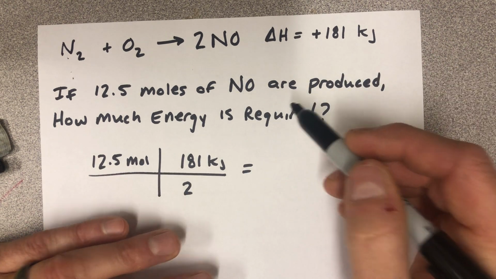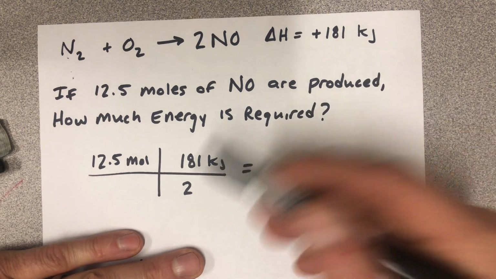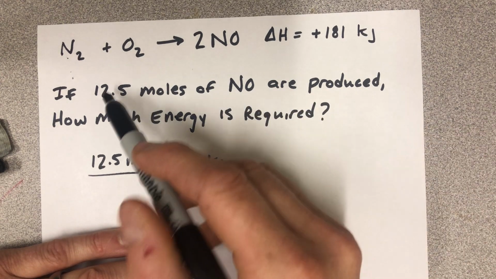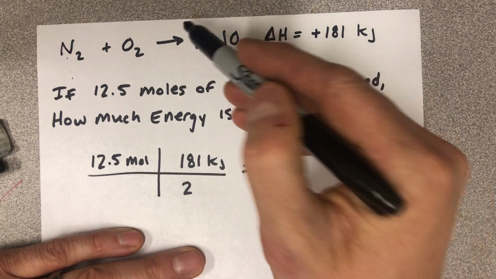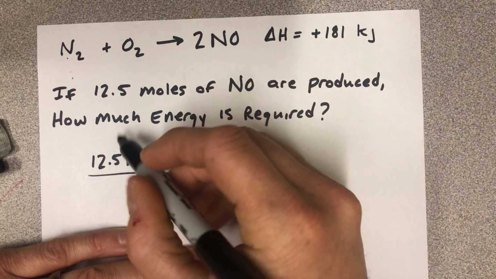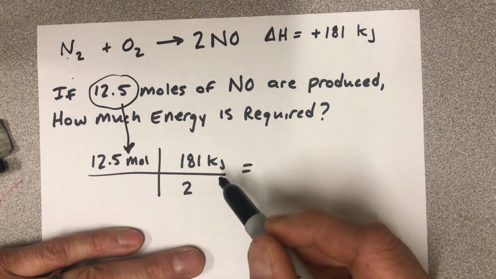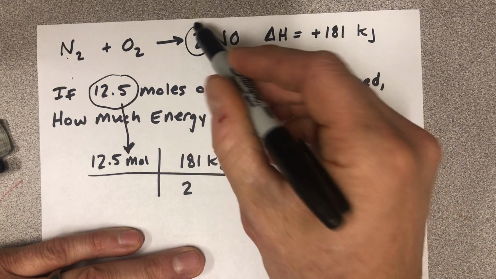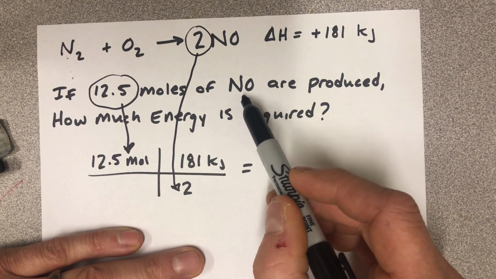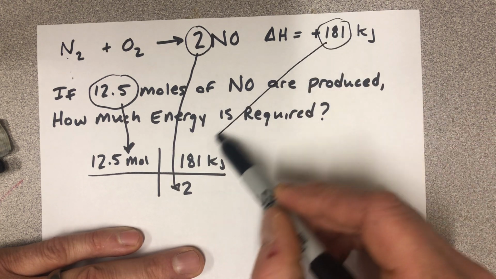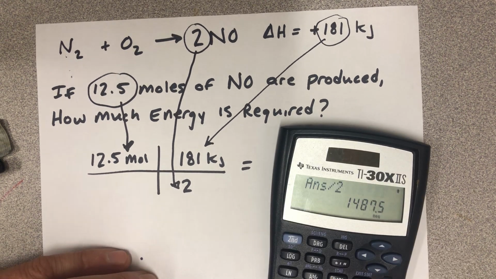So again, with stoichiometry, you're going to have an amount of something, and then you're asking a question about energy. In this case, we don't have an amount of a reactant, we have an amount of product, right? But we still follow the same guidelines. So the 12.5 moles, that's the number that goes here. The 2 comes from the coefficient of the chemical in the question, which is nitrogen monoxide. And then the 181 is that number right there, okay? So let's figure this one out too.